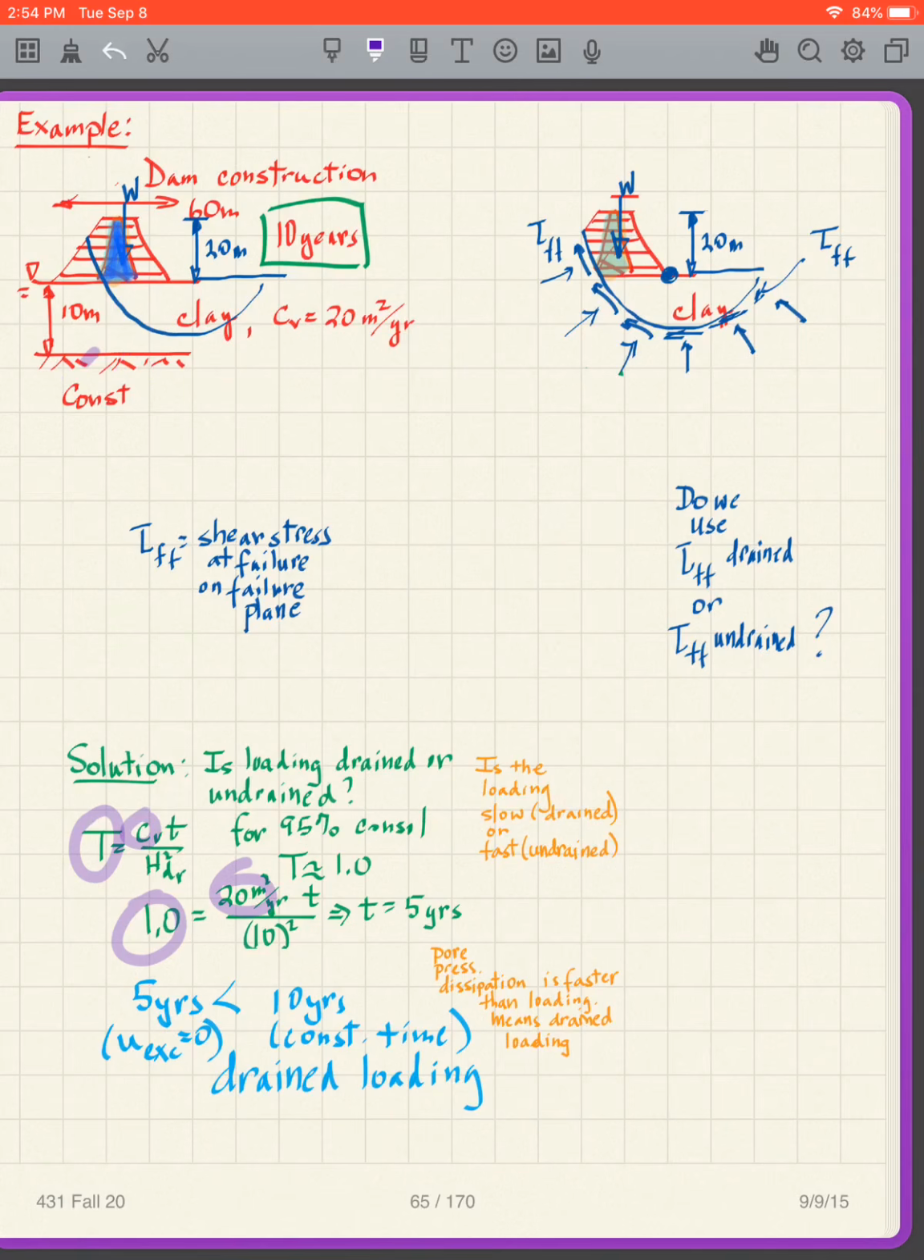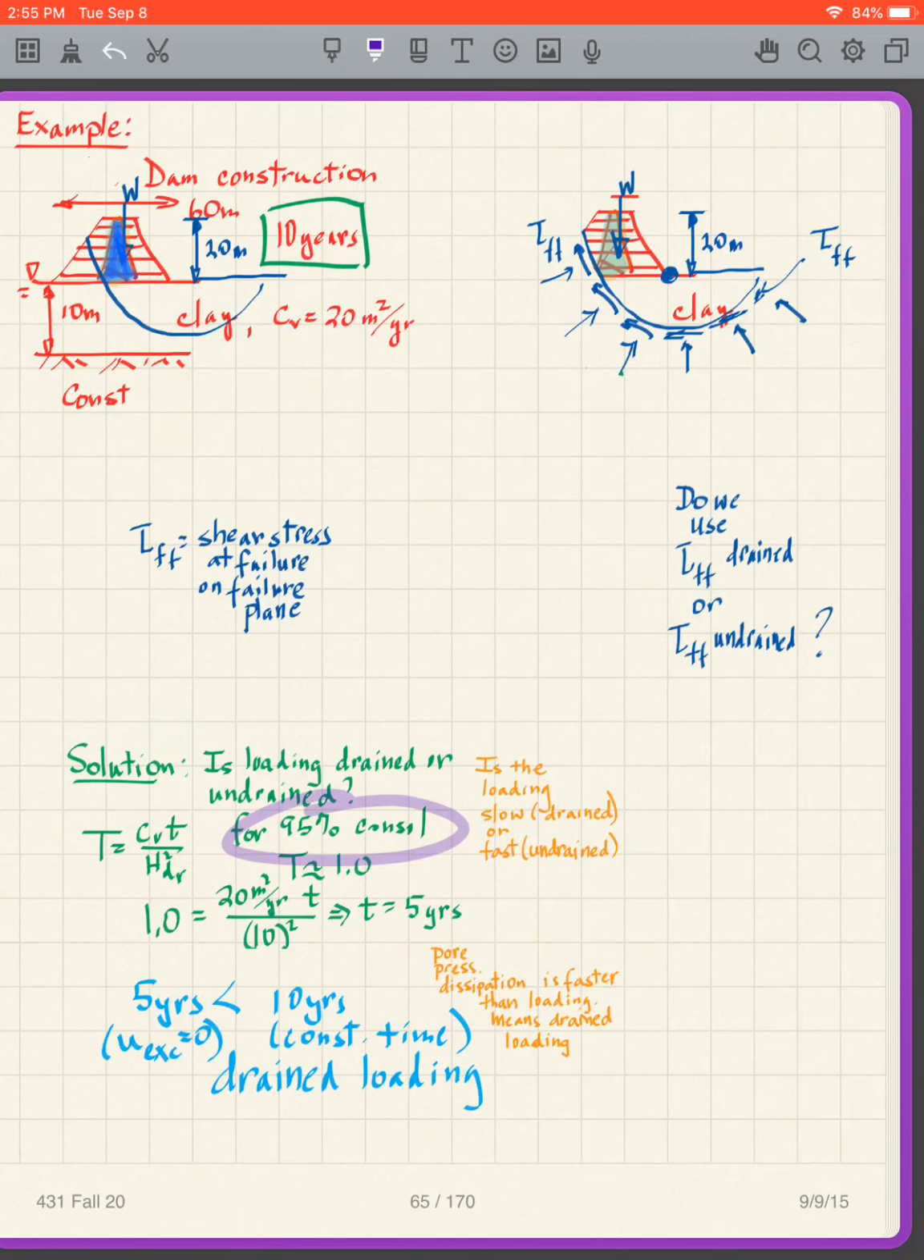So I have HDR is H, which is 10. And then I have small t. I solve for small t, I get t equals 5 years. So I get 95% dissipation and 95% consolidation, dissipation in 5 years. Well, I built it in 10 years.